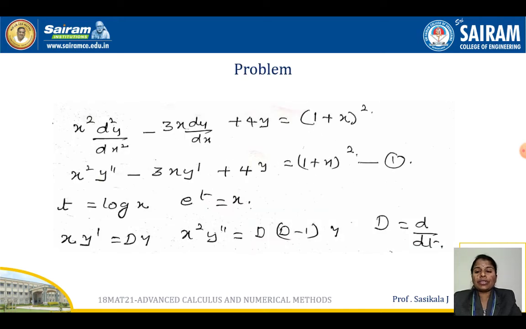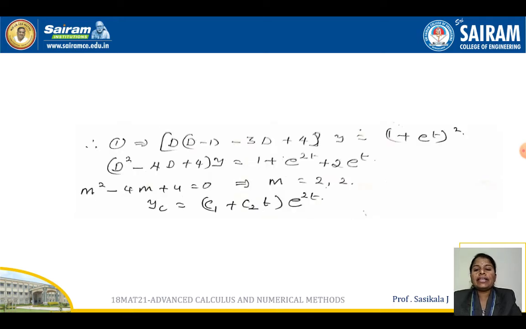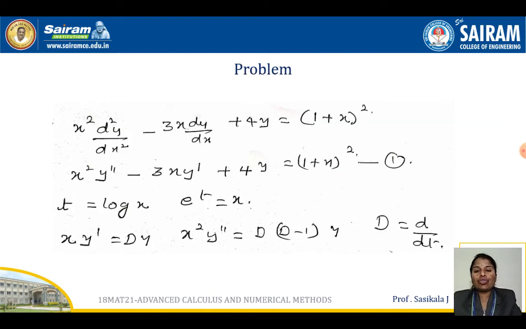So now you can go with the substitution into the equation. First, x square into y double dash is replaced by D into D minus 1, with y written as common, and the next term is minus 3 into x into dy by dx.